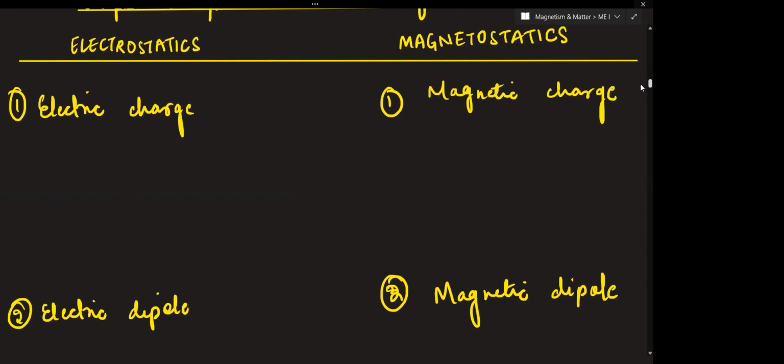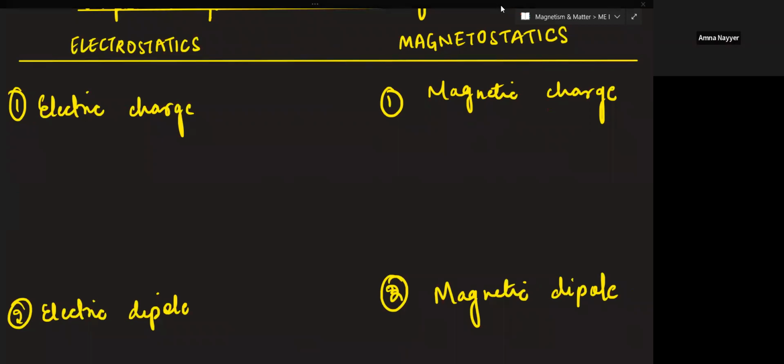Now, electrostatics is there and magnetostatics is there. Certain things are present under the headings of electrostatics, and certain things are present under the headings of magnetostatics. Now, see class, you have certain topics under electrostatics and certain topics in magnetics. So there's a relation between these. You can easily identify it just by looking at it.